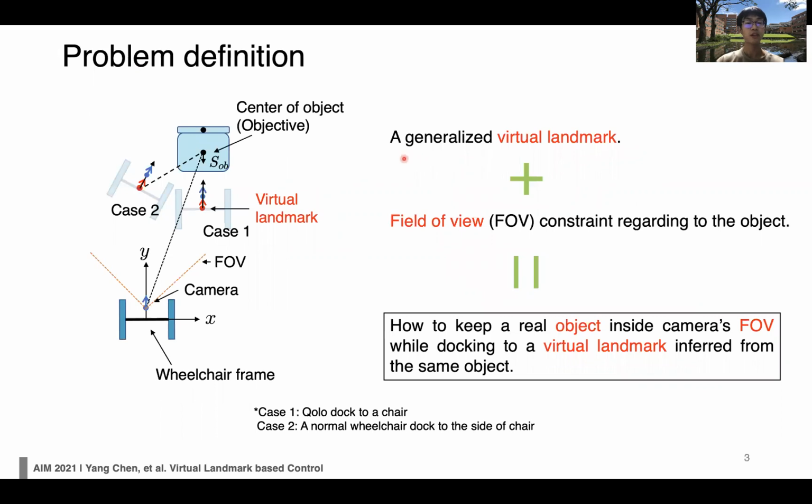So first, we defined a generalized virtual landmark as shown in red arrows here. The virtual landmark is inferred from the object, and it is also the place where the wheelchair needs to arrive. For generating the virtual landmark, a camera is the most common and viable choice. Therefore, the field of view constraint comes. So how to keep a real object inside the camera's field of view while docking to a virtual landmark inferred from the same object is a problem.